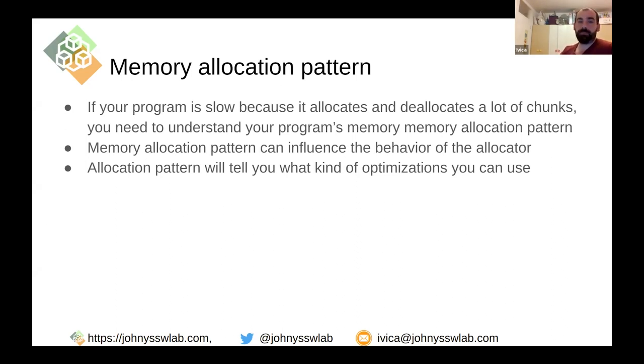Next thing you need to know is memory allocation pattern. If your program is slow because it allocates a lot of chunks, you should understand your program's memory allocation pattern. When I say memory allocation pattern, there are several aspects and I'll talk about them. The memory allocation pattern actually influences the behavior of the allocator. So the way the allocator behaves depends on how you allocate memory. Allocation pattern can tell you which kind of optimization you can use.